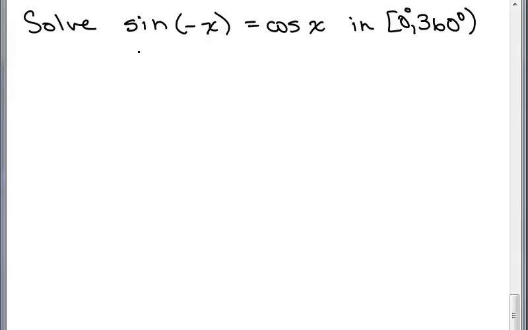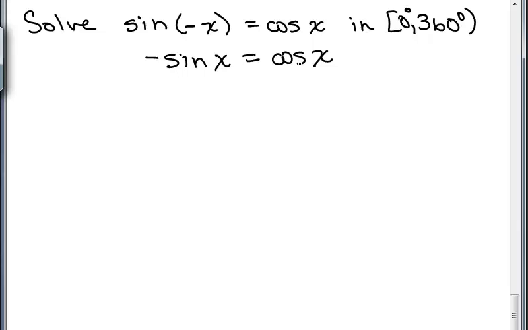All right, we're going to solve this trig equation: sine of negative x equals cosine of x. We're going to find solutions in 0 degrees to 360 degrees. The first thing I notice is I have the sine of negative x, and over here I have the cosine of x. So I am going to use the identity that sine of negative x is the same as negative the sine of x, so I have the same argument for each of them. Remember, sine is the odd function.